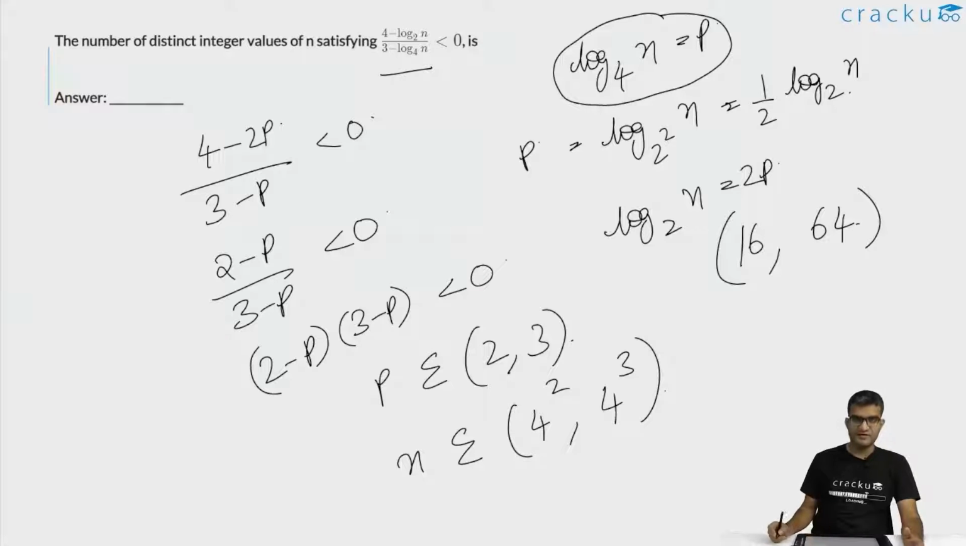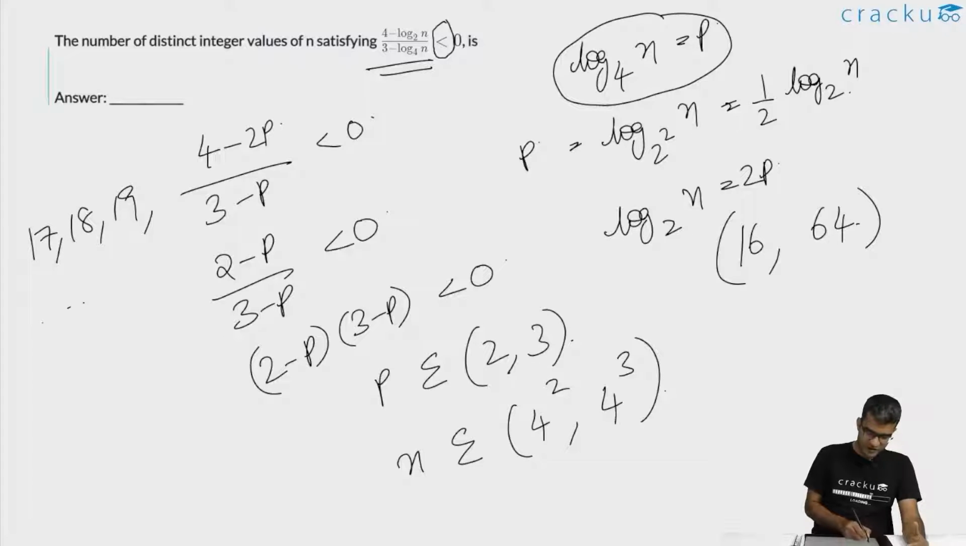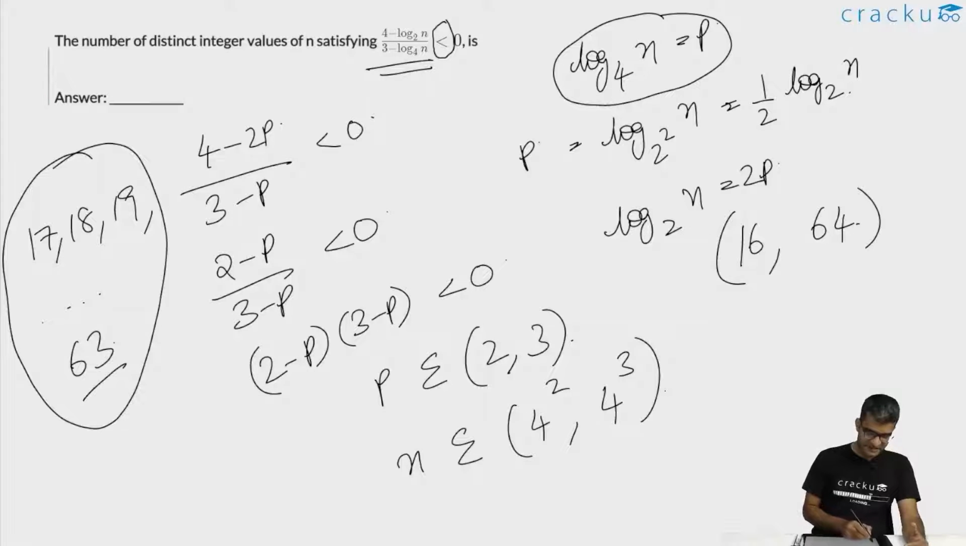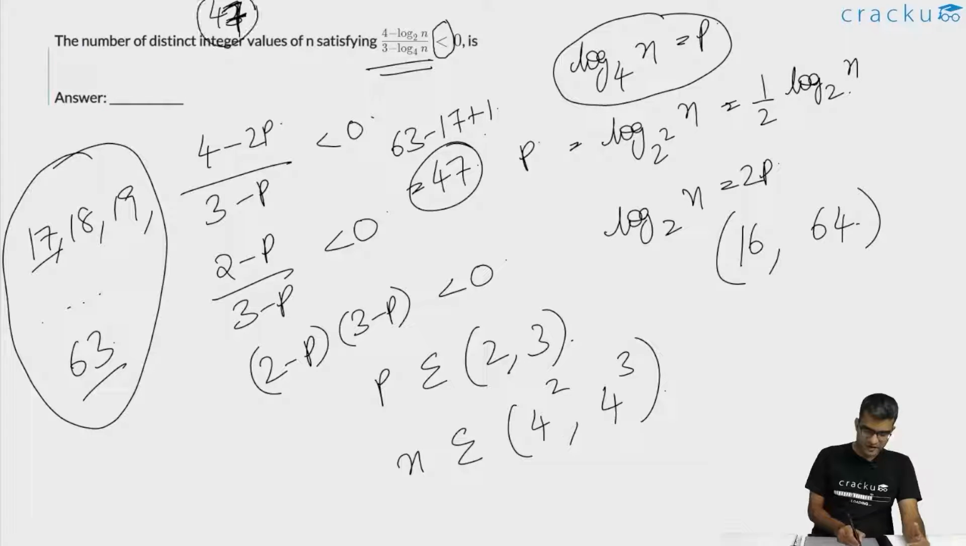It cannot equal either one of these two, because first of all we have a strict less than symbol, and if it is equal to 64, the denominator will be 0. So for multiple reasons, it cannot equal either 16 or 64. So what are the values that n can take? It will be either 17 or 18 or 19 or so on till 63. How many such values exist? That will be 63 minus 17 plus 1, which will be equal to 47. So the number of distinct integer values that n can take is equal to 47.